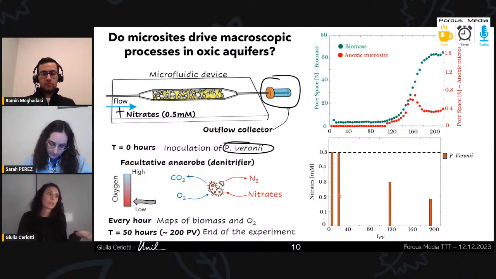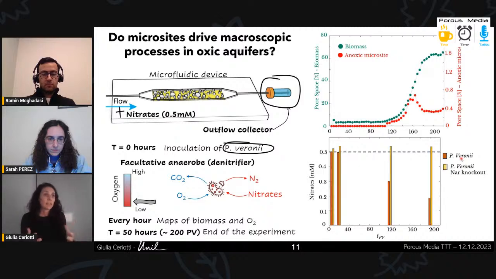The breakthrough curve is not complete yet, but you can clearly see that something is happening, and almost 60% of the nitrates are gone at the end of the experiment. So what we are guessing is that Pseudomonas veronii is actually using nitrates and removing nitrates from our flow. How can I be sure that it's anaerobic respiration and not just some abiotic factor?